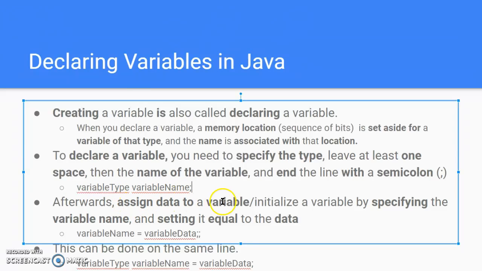Afterwards, assign data to a variable name, or initialize a variable, by specifying the variable name and setting it equal to the data. Sorry, that's a typo. You should have this already set out, then use that variable name and then set it equal to the data. So say helloWorld is equal to hello world.